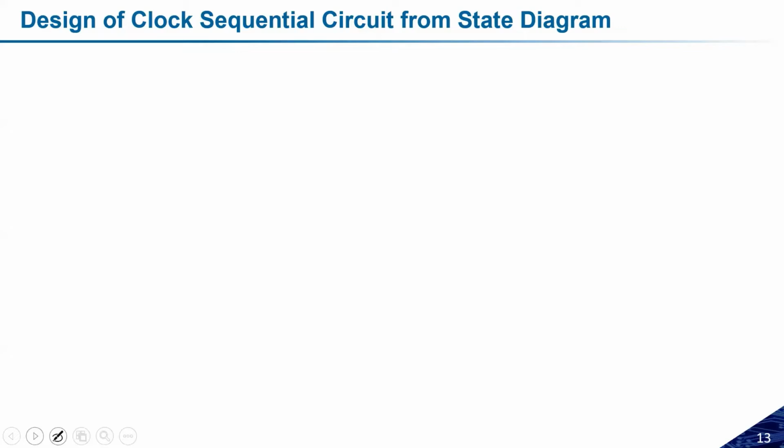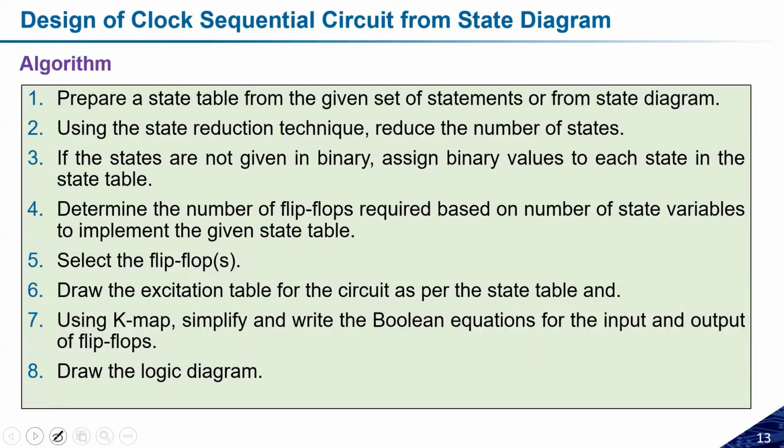What is the process to design a sequential circuit from the state diagram? For that purpose, we need to follow some regulations, some algorithm needs to be followed. I'm not explaining any of the steps here directly. I will take one example, and then I will tell you how to do that. Whatever steps I have written here will be followed when I take the example.